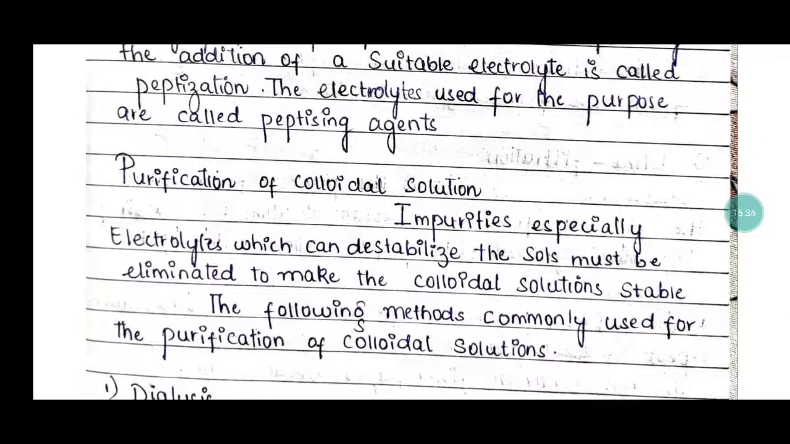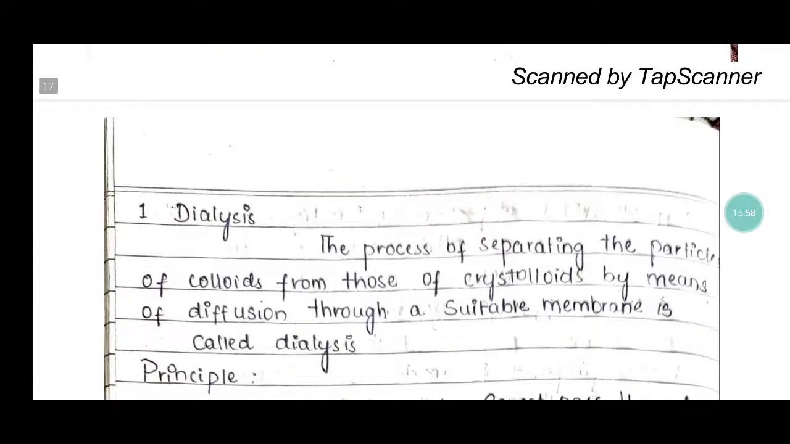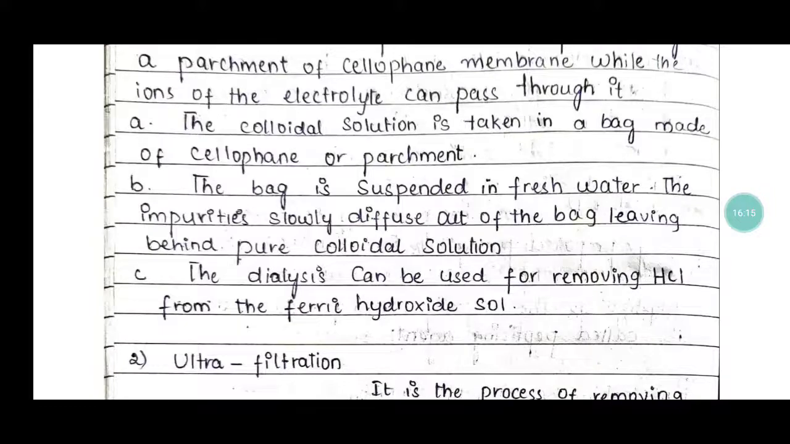The impurities, especially electrolytes, can destabilize the colloid, so they must be eliminated to make the colloidal solution stable. The commonly used purification methods for colloidal solutions are dialysis, ultrafiltration, and ultracentrifugation. Number one, dialysis. It is the process of separating particles of the colloid from those of crystalloids by means of diffusion through a suitable membrane. This is the principle of dialysis.